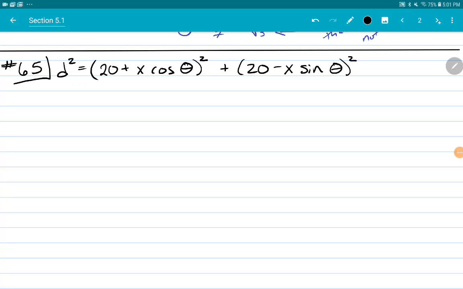In section 5.1, number 65, we're looking at the distance to the top of a movie screen. The question says, at a theater, the optimum viewing angle depends on a number of factors, like the height of the screen, the incline of the auditorium, the location of a seat, the height of your eyes while seated, and so on. One of the measures needed to find the best seat is the distance from your eyes to the top of the screen.